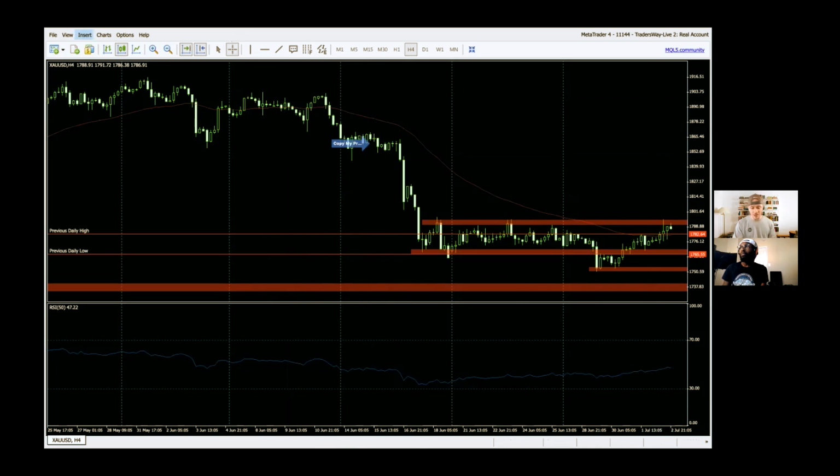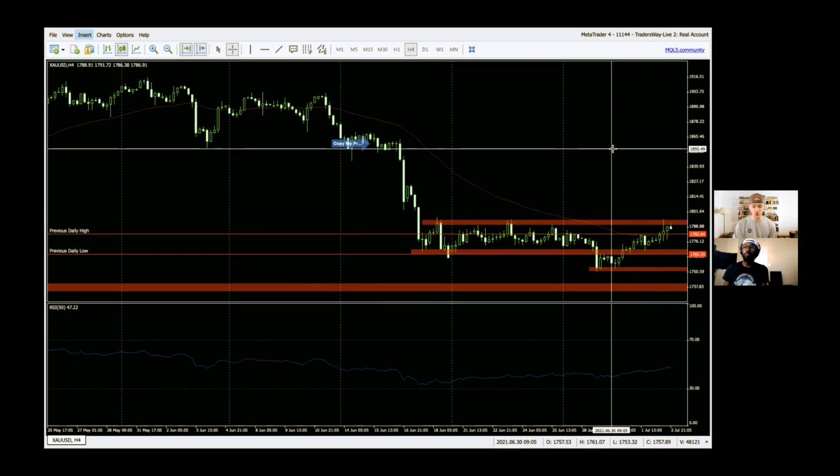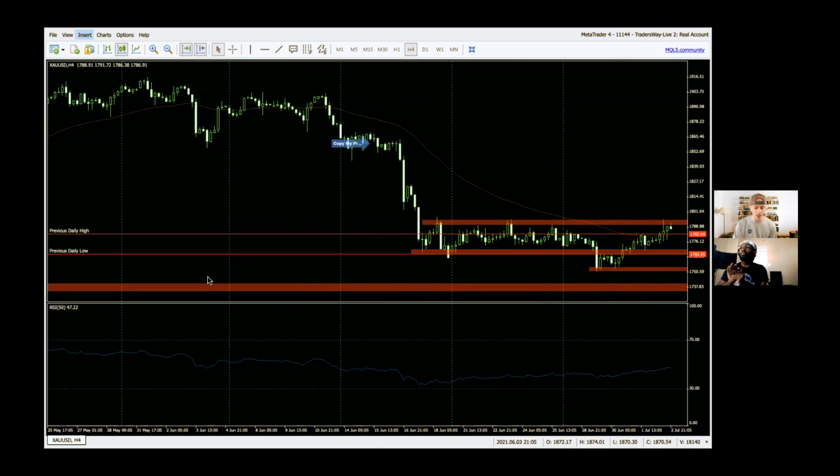So if this thing does break out of this zone this upcoming week, we could definitely see a strong push to the upside on gold. So definitely stay tuned and watch for that.